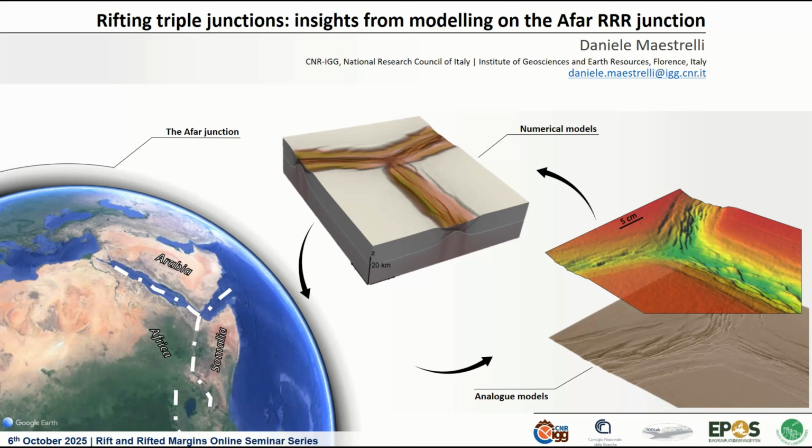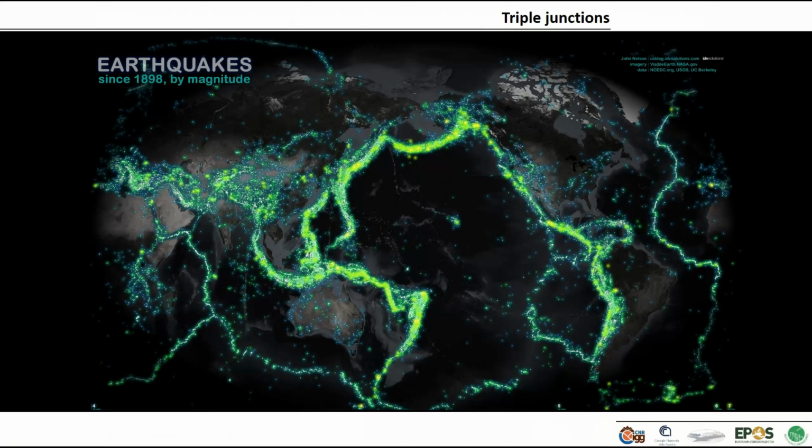Of course, I'm also going to show you analog models, but also numerical ones that we have run in order to study the evolution of a very peculiar triple junction, which is the Afar RRR junction. So why is the Afar triple junction so interesting?